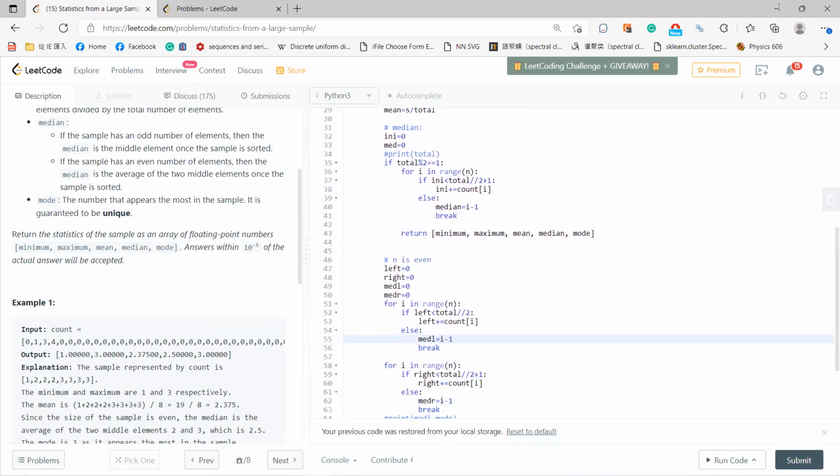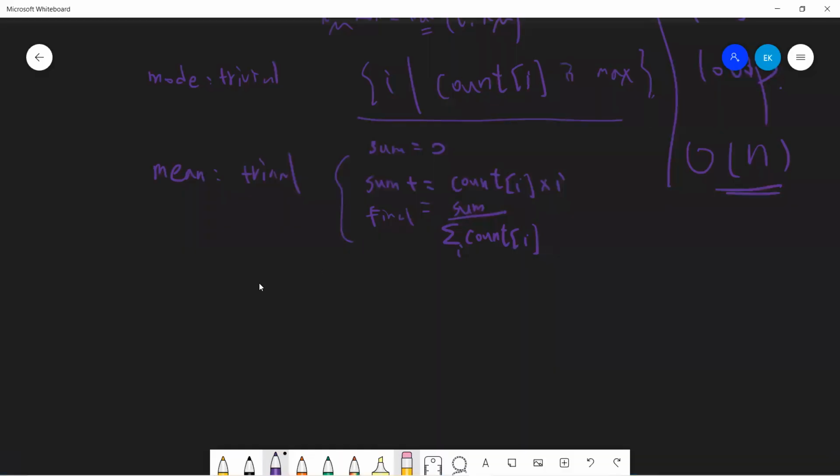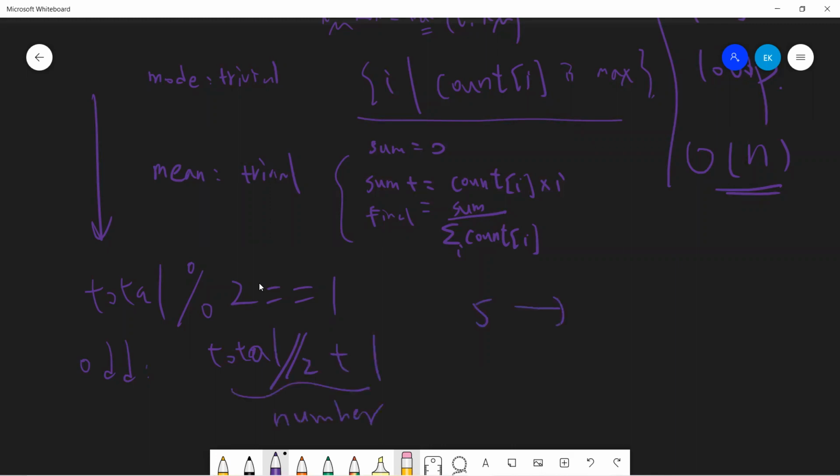So the only difficult part may be the median. After this iteration, you know how many data there are, you get the total. If the total is odd, then we just need to return the number at position total divided by 2, plus 1. Because suppose I have 5 numbers, the median is the third of them: 5 divided by 2 is 2, plus 1 is 3.